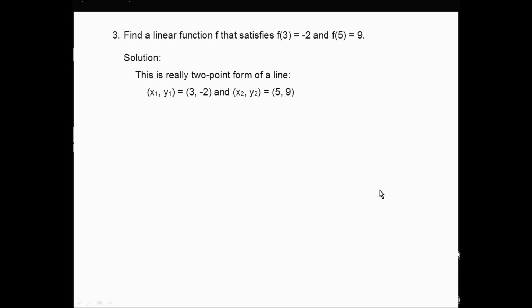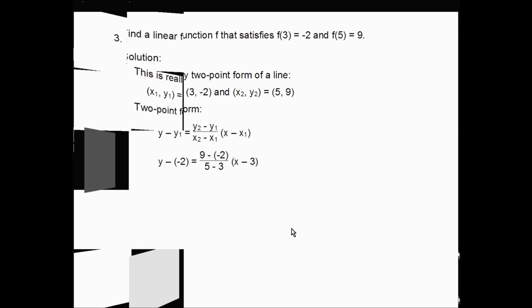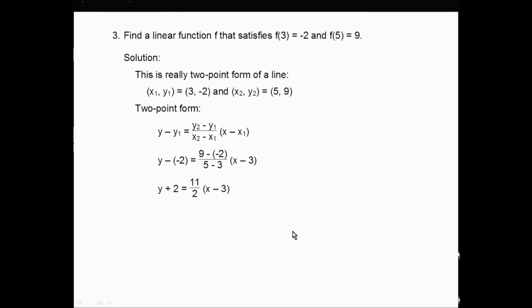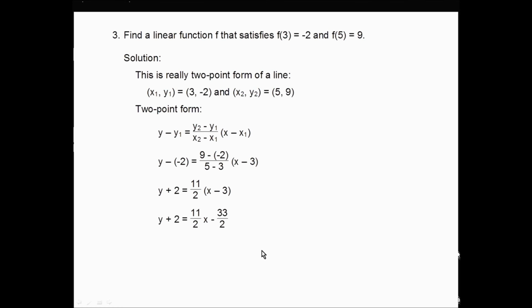Now we can go ahead and use the x's and y's. So 2-point form: y minus y1 is equal to y2 minus y1 over x2 minus x1 times x minus x1. Plug in the numbers. y minus negative 2 is equal to 9 minus negative 2 over 5 minus 3 times x minus 3. Okay, on the left, minus minus is plus. This becomes 11 over 2. So y plus 2 is equal to 11 over 2 times x minus 3. Remember, we don't want general form, so let's just go ahead and distribute the 11 halves. So I have y plus 2 is equal to 11 halves x minus 33 over 2.